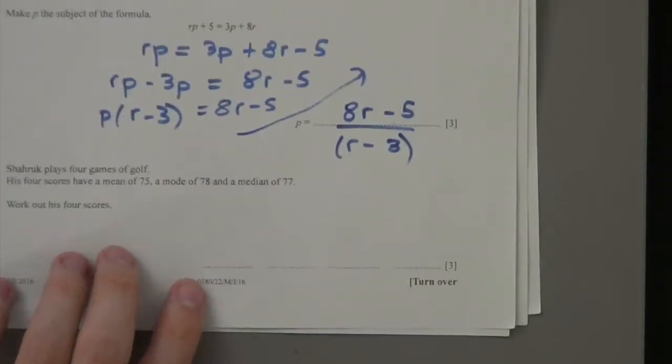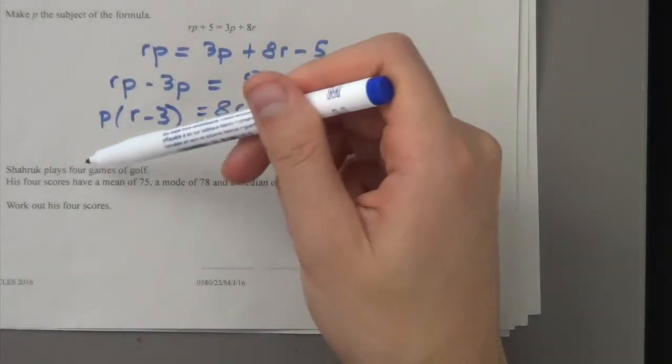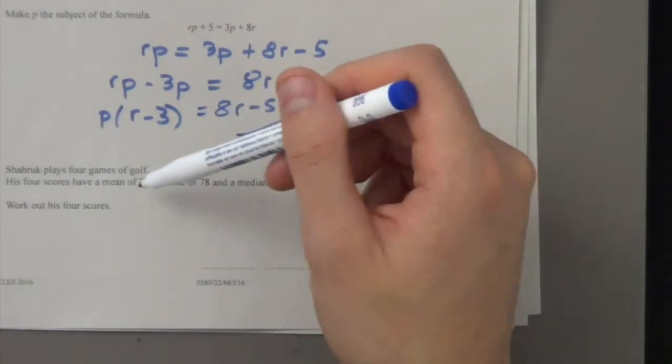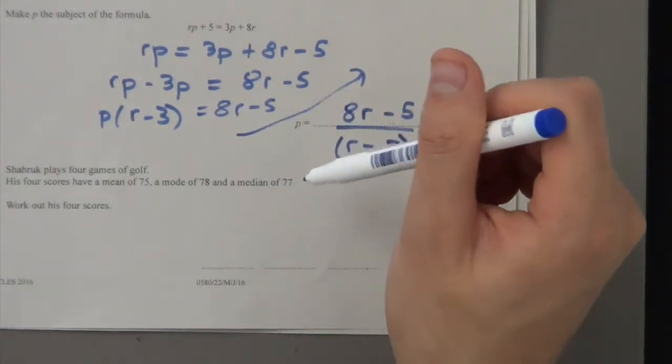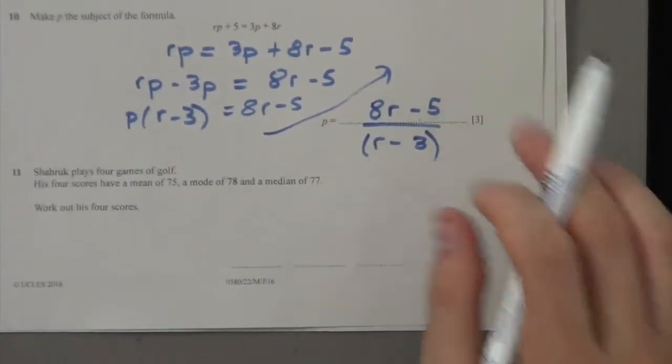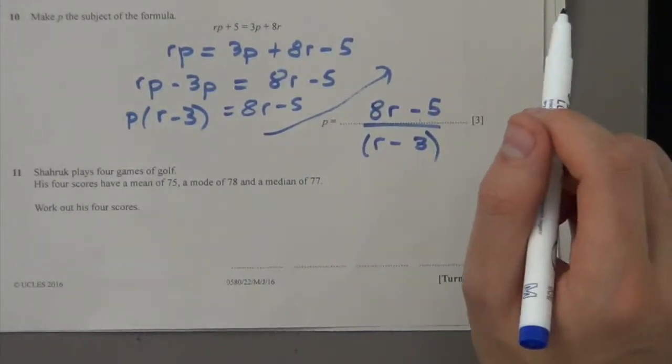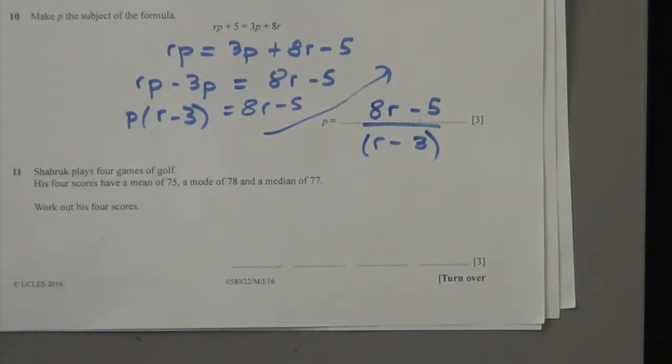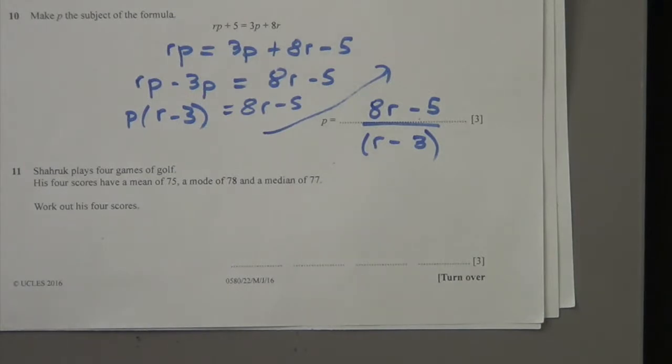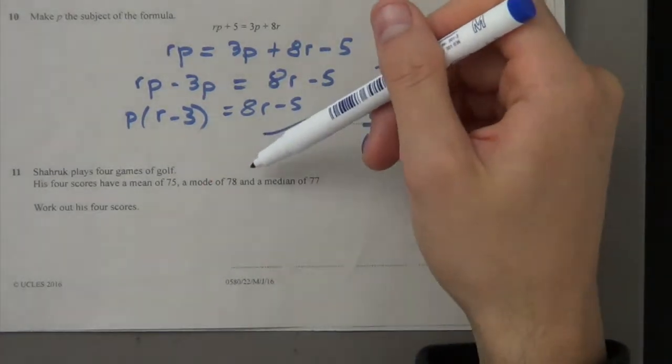Right, question 11. It says, Shahrukh plays 4 games of golf. His 4 scores have a mean of 75, a mode of 78, and a median of 77. So how do we work this out? First things first, a mode of 78 means 78 has to appear more than once, at least 2 times. I think 2 is a good number of times, because if it was 78 3 times, I don't think we would get a mean of 75, or a median of 77. So we need to have 78 twice at least.